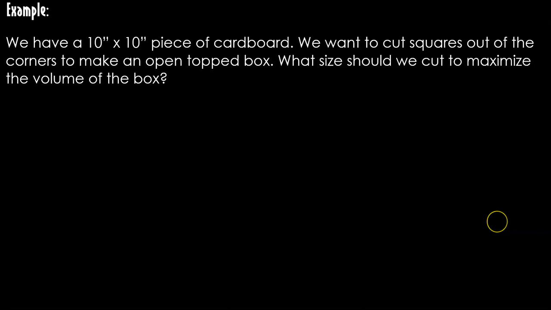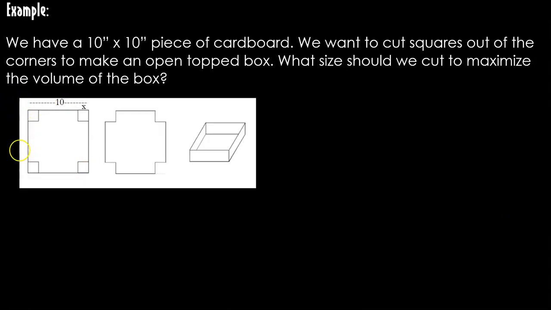Next example, we have a 10 by 10 inch piece of cardboard. We want to cut squares out of the corners to make an open-topped box. What size should we cut to maximize the volume of the box? Let's draw a picture of this. I have my 10 by 10 piece of cardboard. I'm going to cut equal sizes out of the corners so I don't have a lopsided box. Once those are gone, I've got 4 flaps, which I'll fold up and make an open top box.